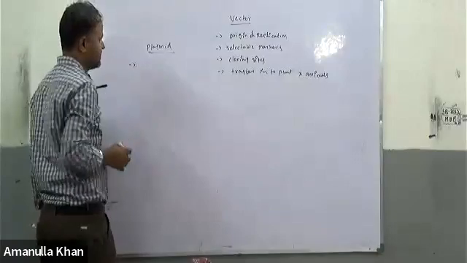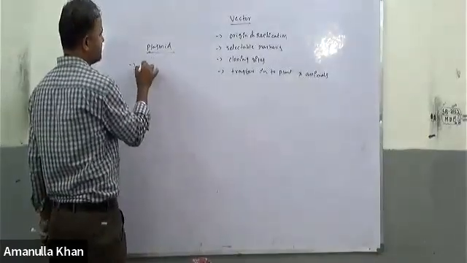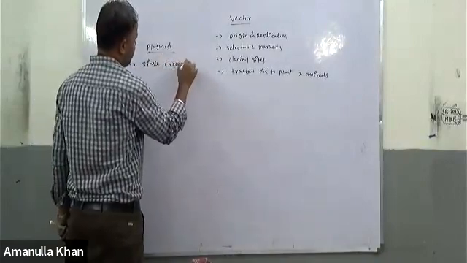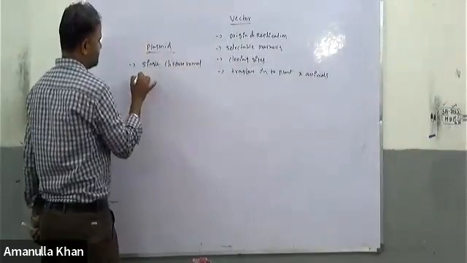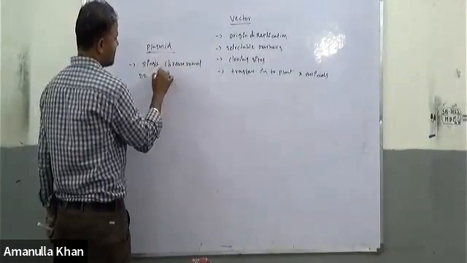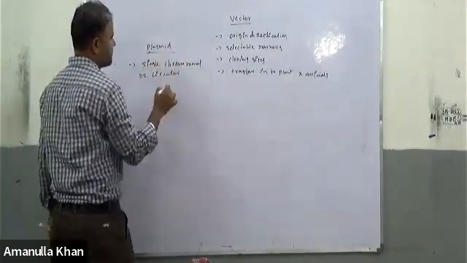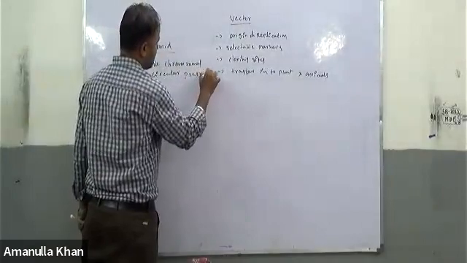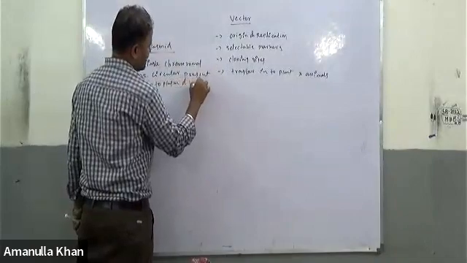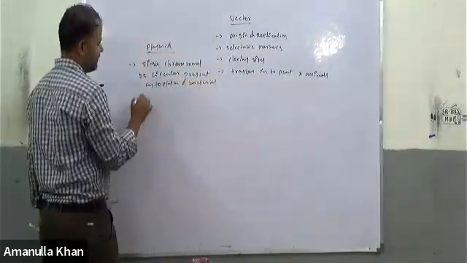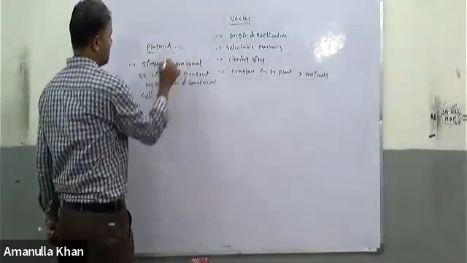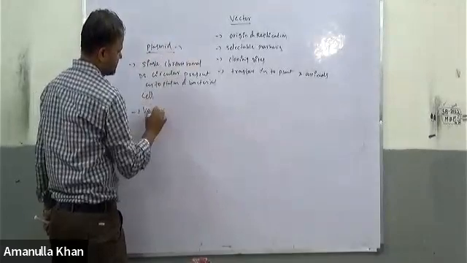What is the character of plasmid? Plasmid is extrachromosomal, double stranded (D for double, S for stranded), circular, and present in the cytoplasm of a bacterial cell. Now this plasmid is used as a vector.